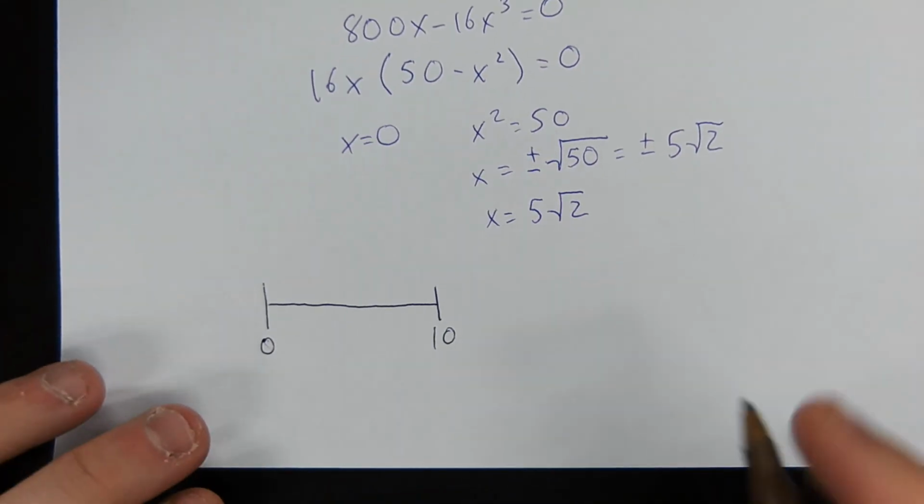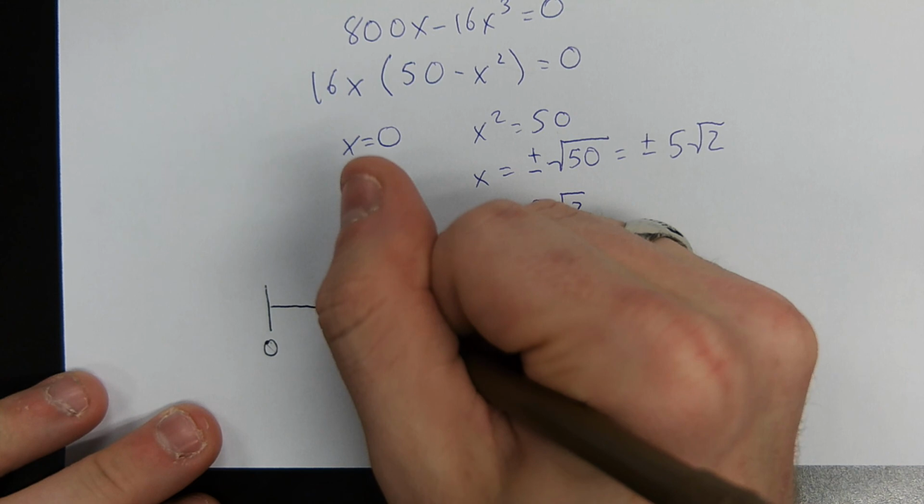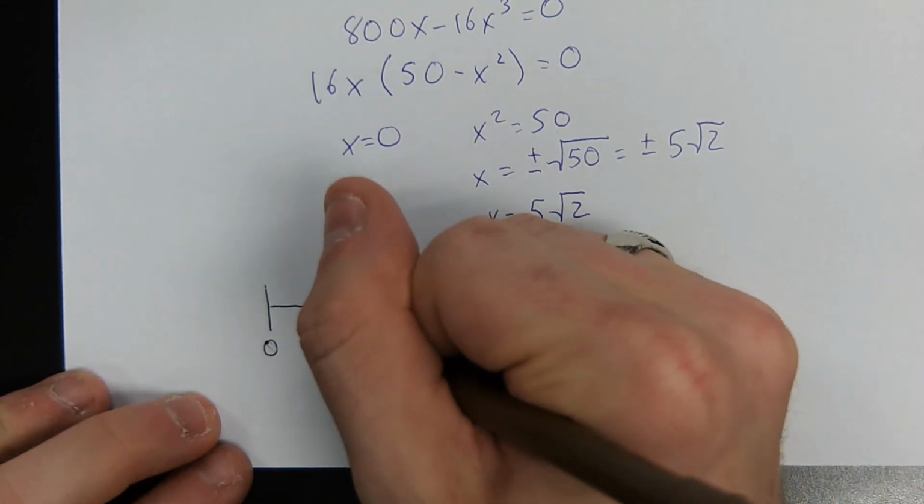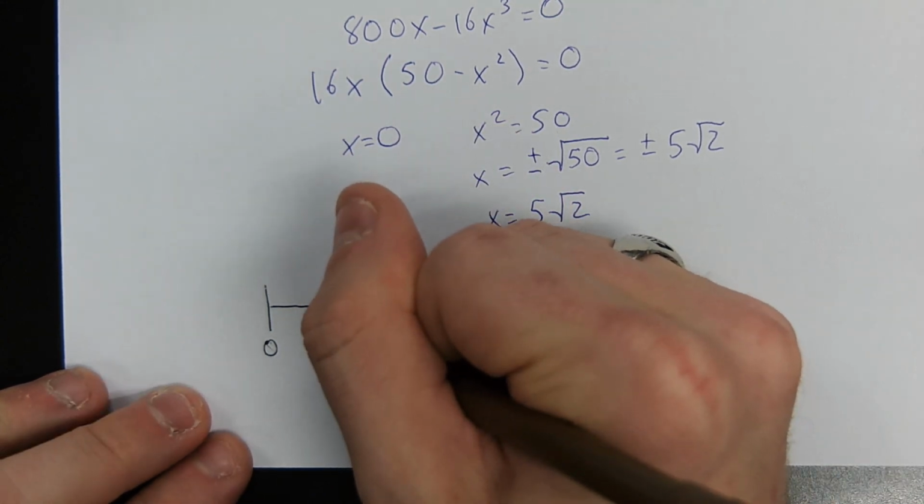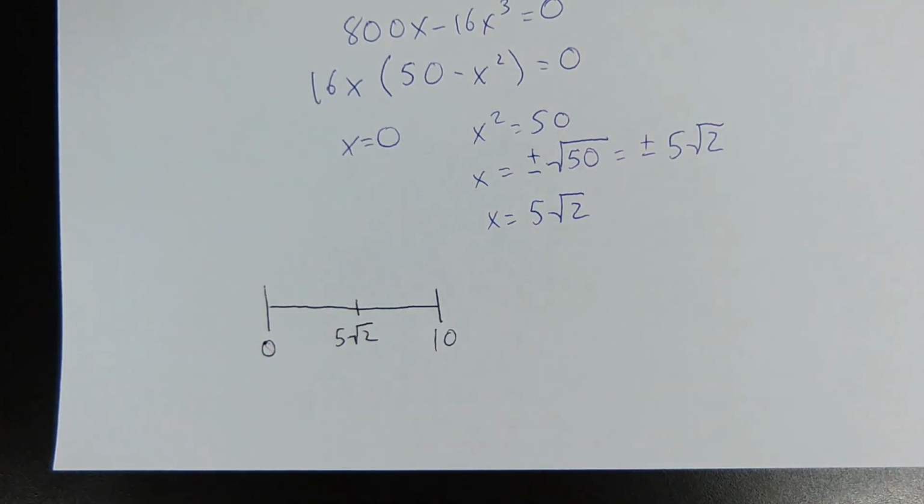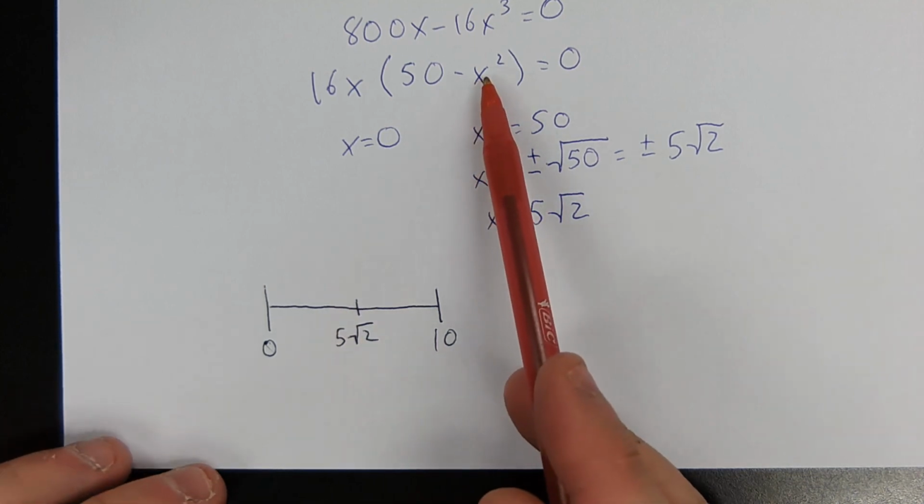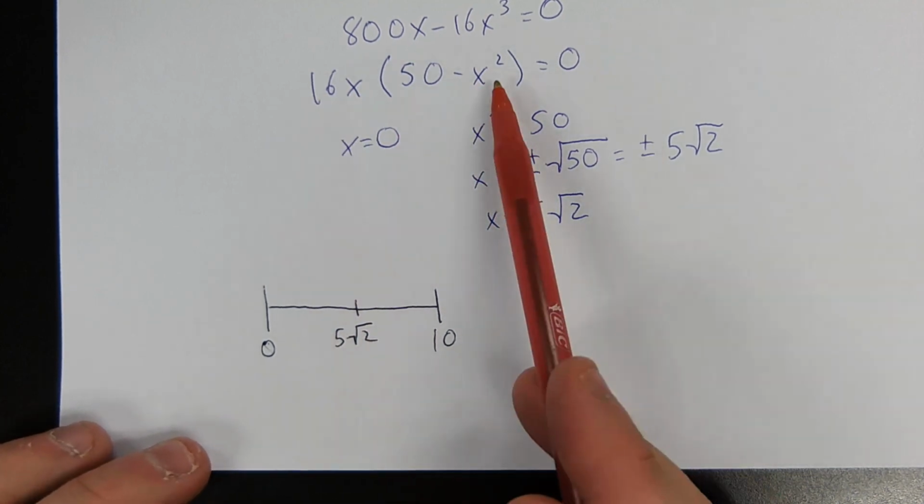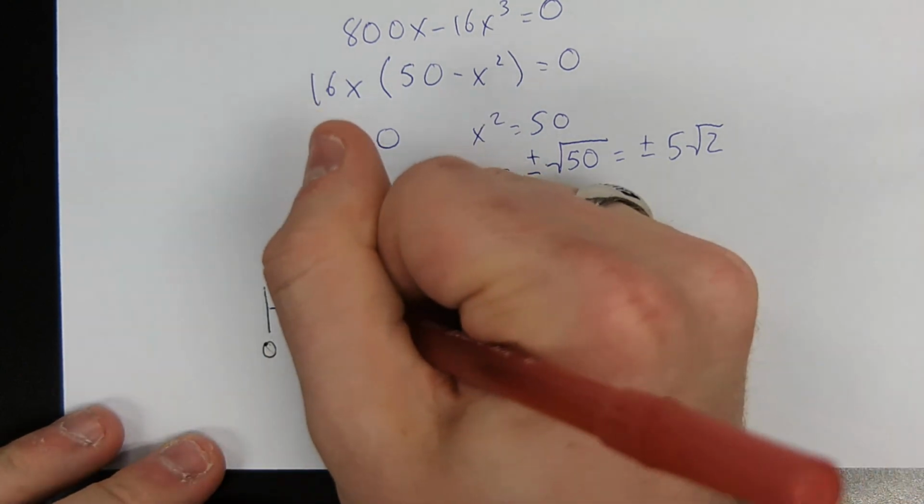5 root 2 is just a little bit bigger than 1/2. Actually, it's a lot. It's pretty significantly bigger. It's like 7 and change, I think. 6 and change. Whatever. 5 root 2. Guarantee that's going to be a maximum, but just in case. Sign diagram. Let's plug in 5 right here. Well, out there is positive, and 50 minus 25 is positive, so positive.